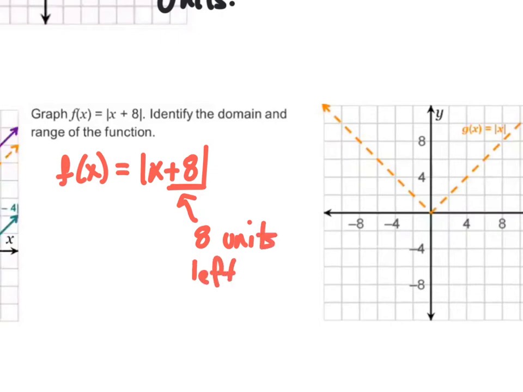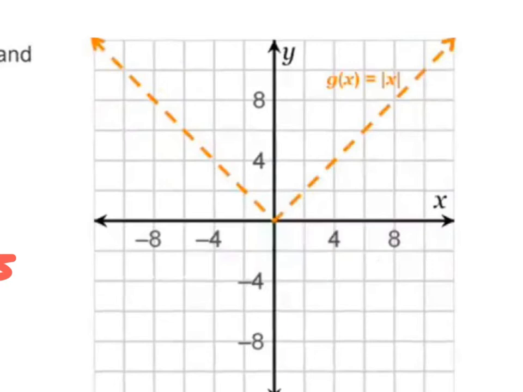And so what I would do is I'd come over here and take my vertex, which is this bottom point here, and move it over to negative 8. And I would redraw my graph just as I had the other way.